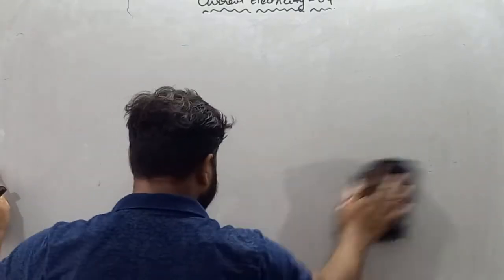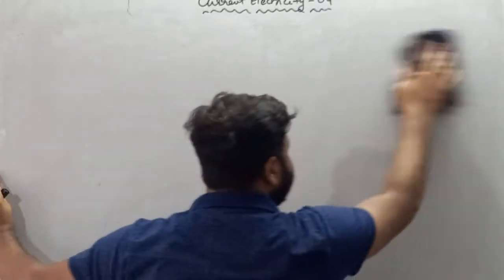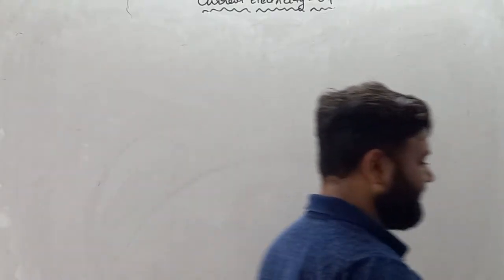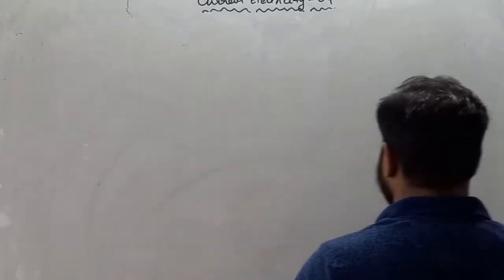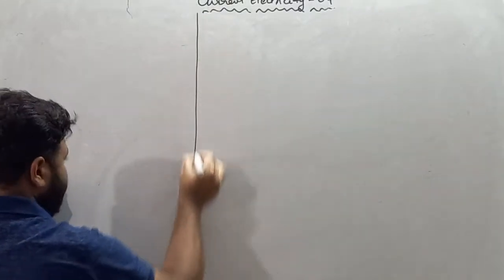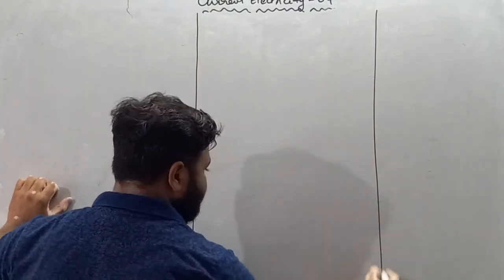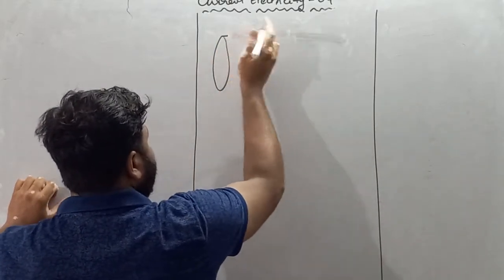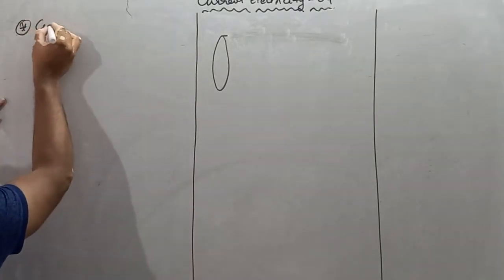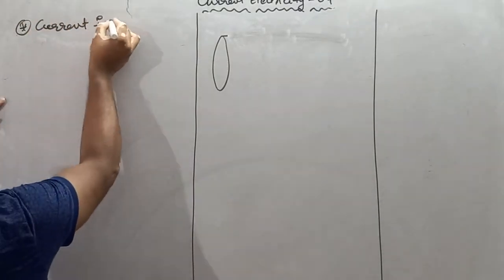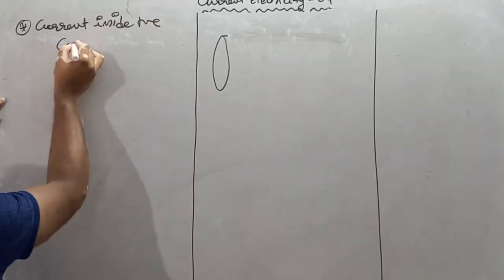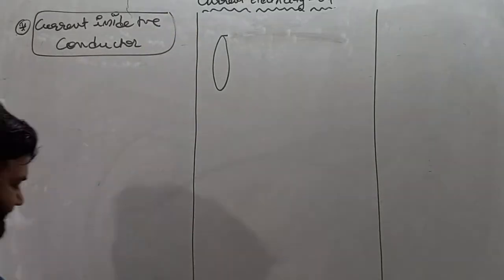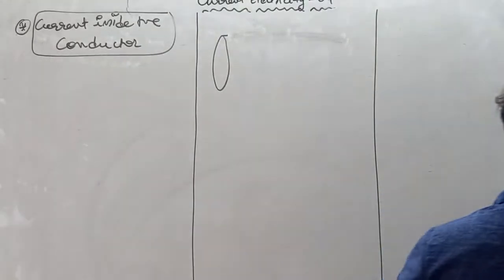Current inside the conductor. Now we'll discuss the relation of current inside the conductor. So check it out, my dear student. Let's suppose we have a conductor like this. Our next topic is current inside the conductor. Now we'll find the relation of current inside the conductor. What is the relation?